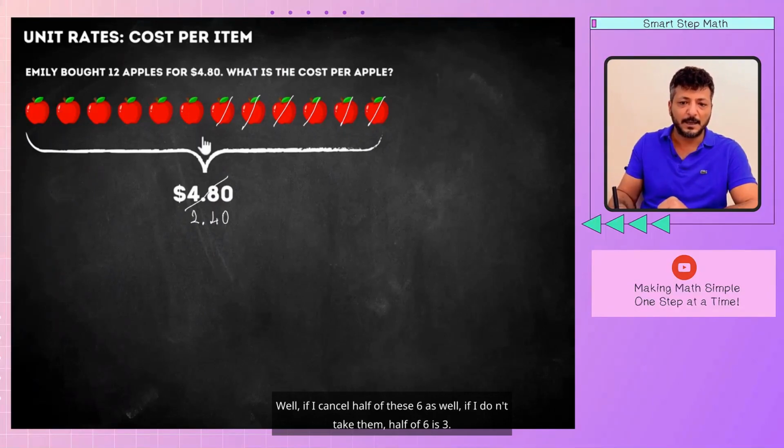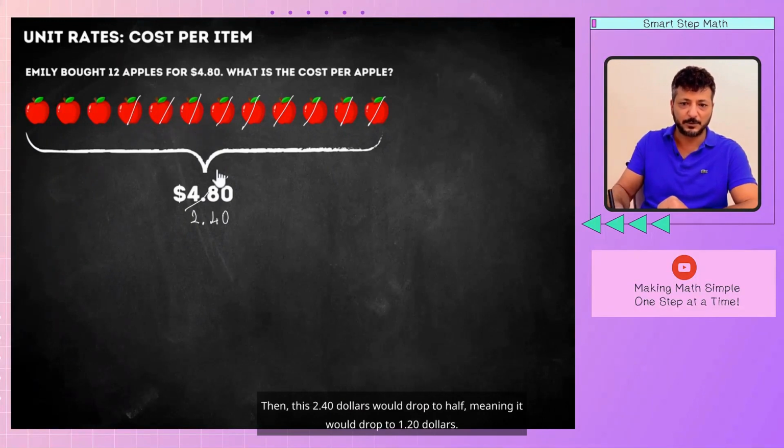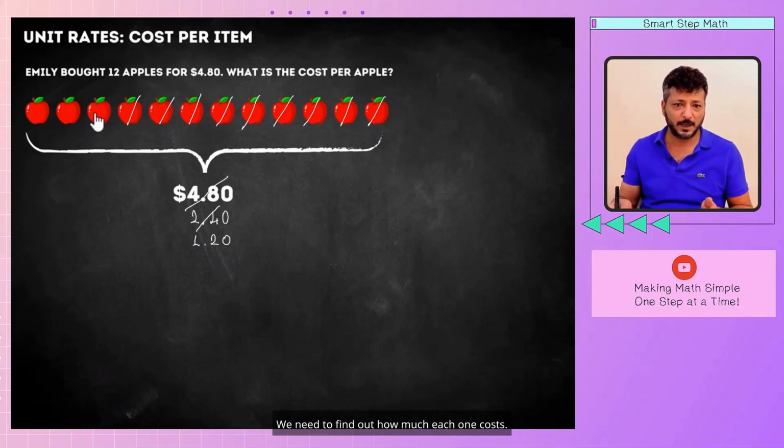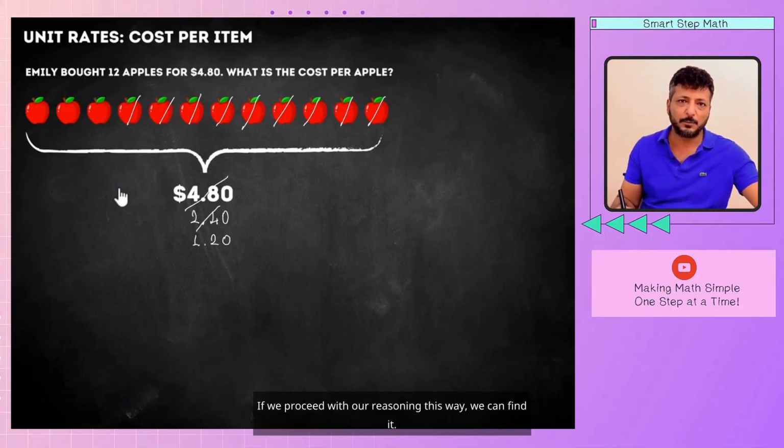Well, if I cancel half of these 6 as well, half of 6 is 3. Then this $240 would drop to half, meaning it would drop to $120. If we consider the remaining 3 apples, Emil has paid $120 for 3 apples. We need to find out how much each one costs. If we proceed with our reasoning this way, we can find it.